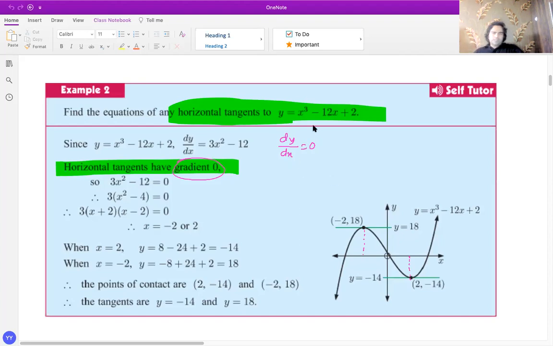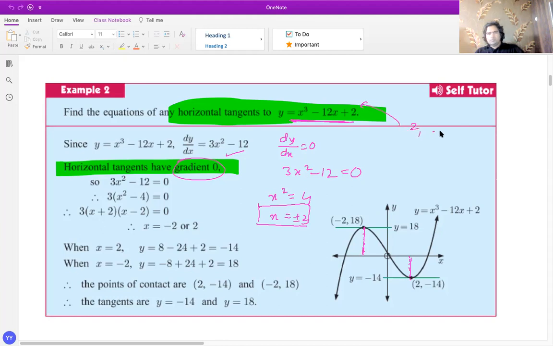The first thing we can do is find the slope of tangent, which is 3x squared minus 12. Since they're saying that its slope is 0, you equate the slope to 0. You get x squared is 4, so x is plus or minus 2. Now that we have these x coordinates, we find the y coordinate by plugging x as 2 and minus 2.